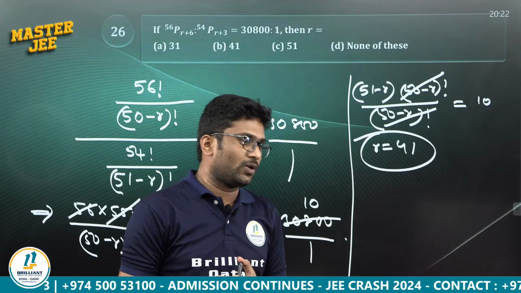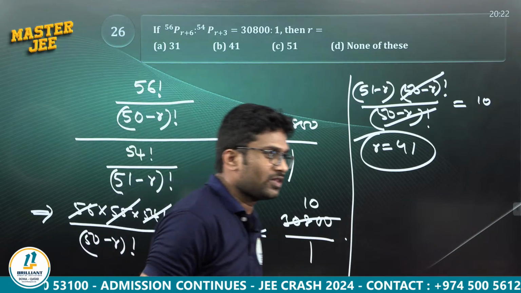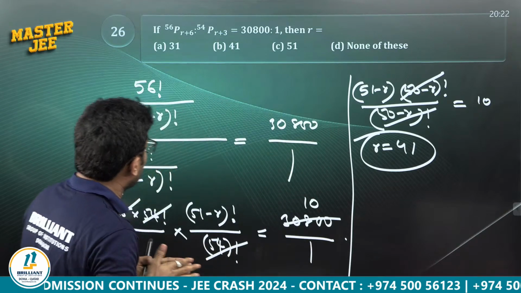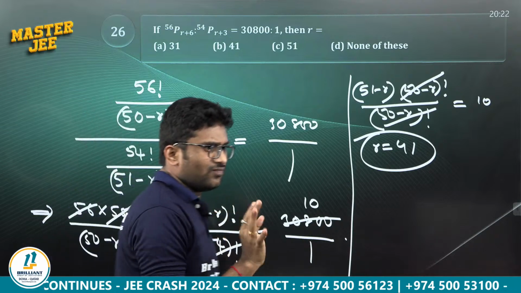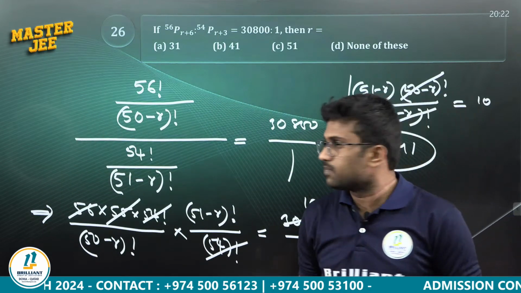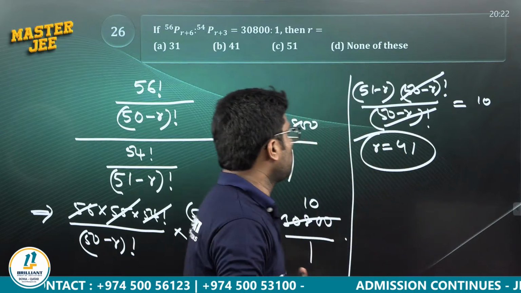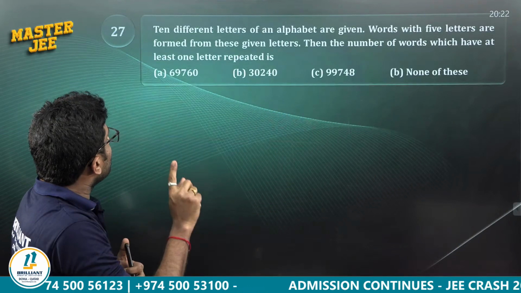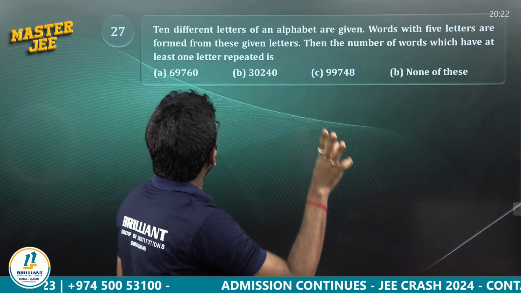It is 41. r is equal to 41. Okay, shall we go with the next question, friends? I think we won't even take much time to answer this particular question. Very good, Ashmita. Super. Answer is option B, 41. Good. Coming to the 27th question.